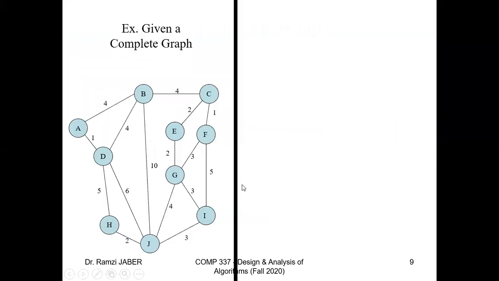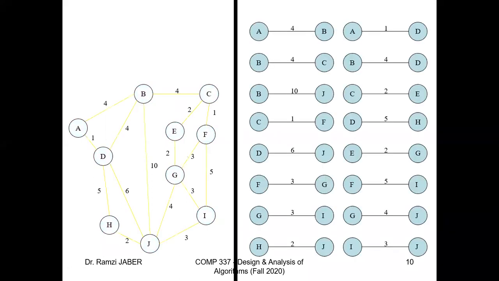Example. Given a complete graph here, we have this network. What is the minimum spanning tree using Kruskal's algorithm? So first step, remove the edges. We remove all the edges and put them in the queue. The yellow here is removed. We only have the nodes.